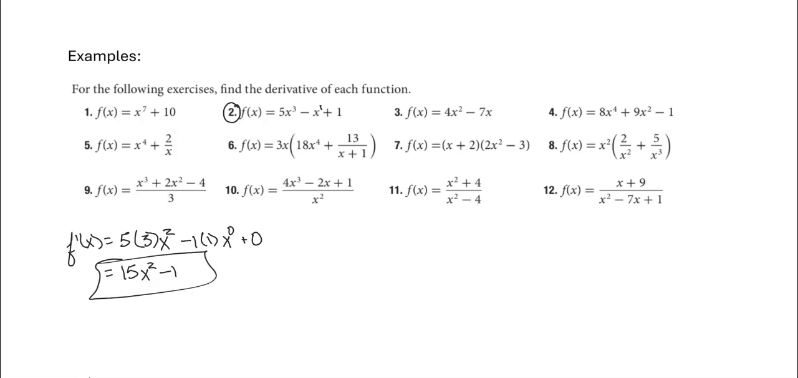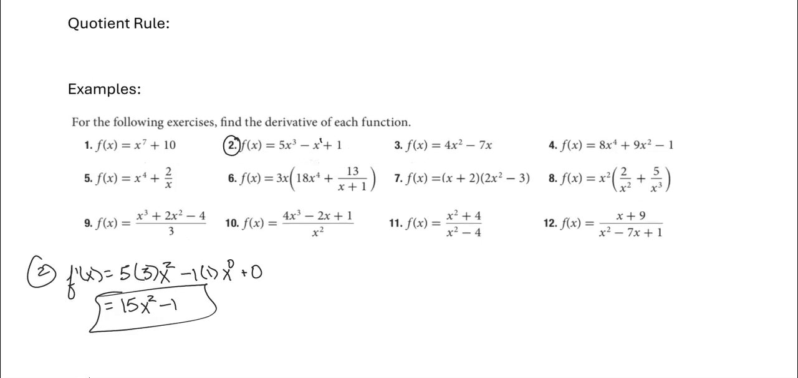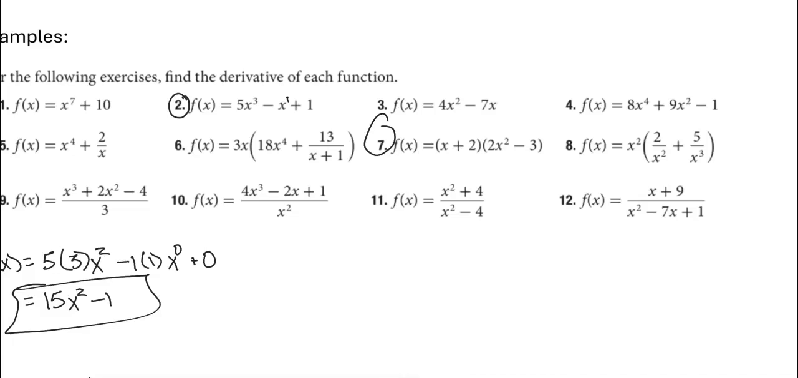If we have something like number 6, it's going to be easiest for us to multiply this through. Actually, before we do that one, we're going to have to talk about a quotient rule. Let's go ahead and look at number 7 next.